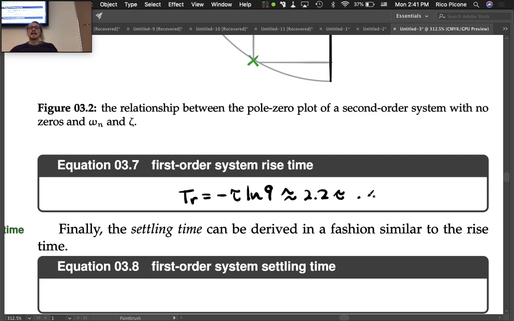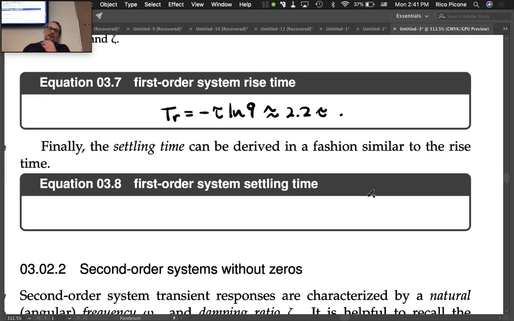So finally, the settling time can be derived in a fashion similar to the rise time. And the settling time, it turns out, is I think 3.9 time constants. Let me check my notes, but I'm pretty sure it's 3.9.